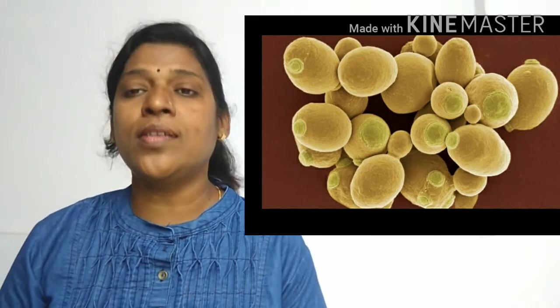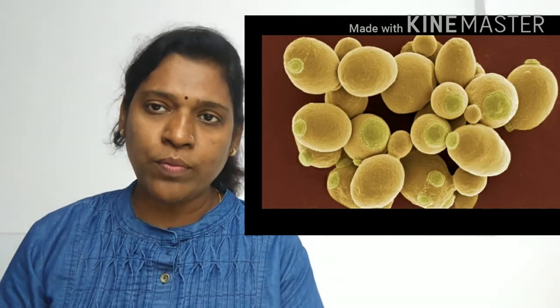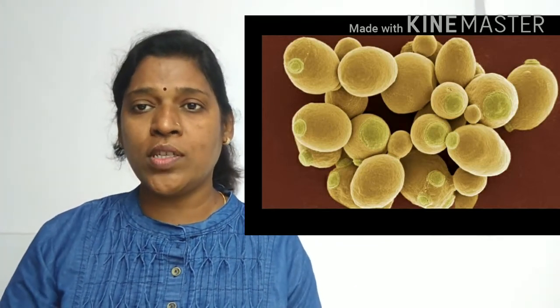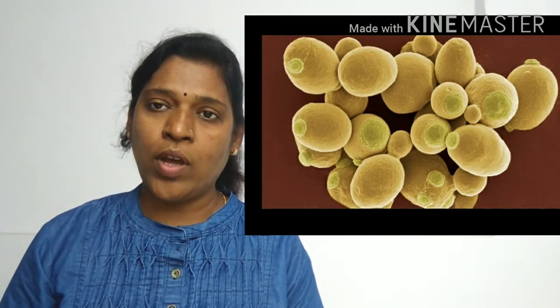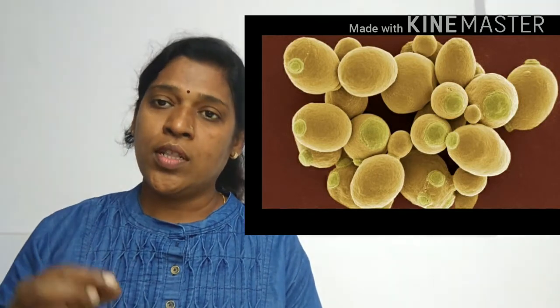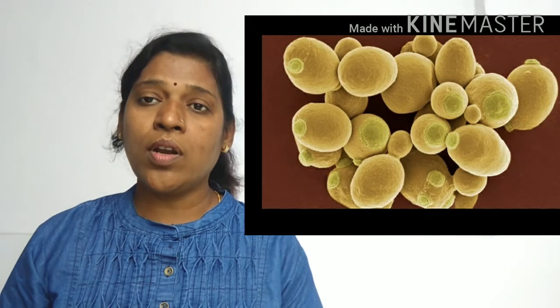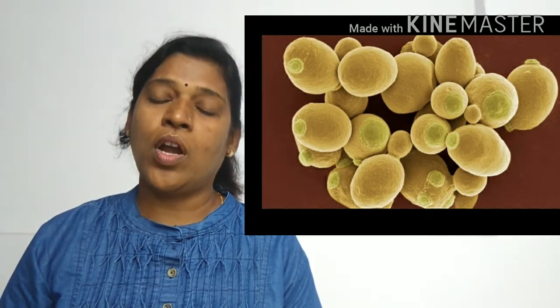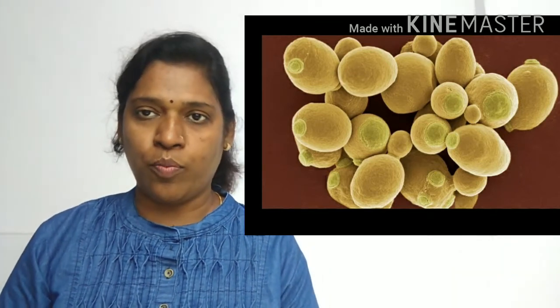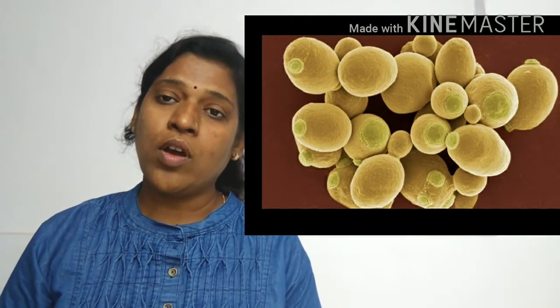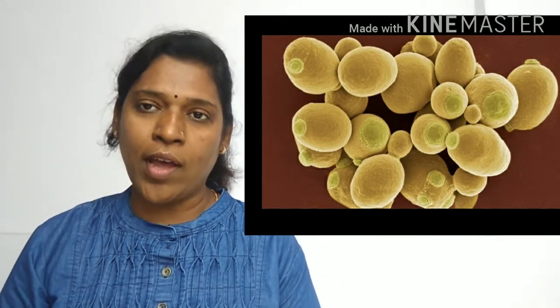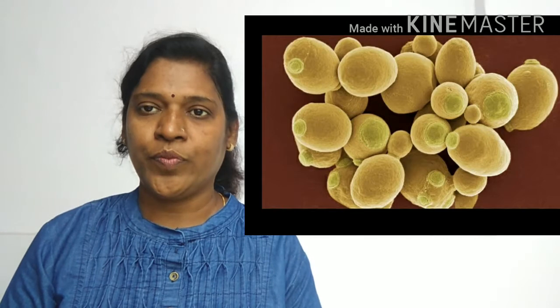For observing this yeast, what do we have to do? Take a drop of this bottle solution. Place this drop on a glass slide, cover it with a cover slip, and observe under a microscope. You will observe colorless oval-shaped organisms called yeast.